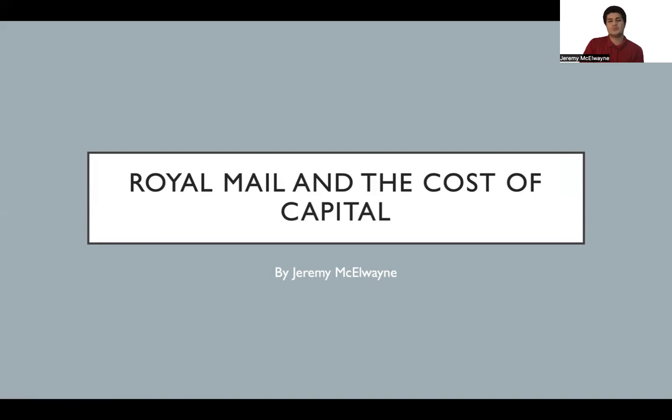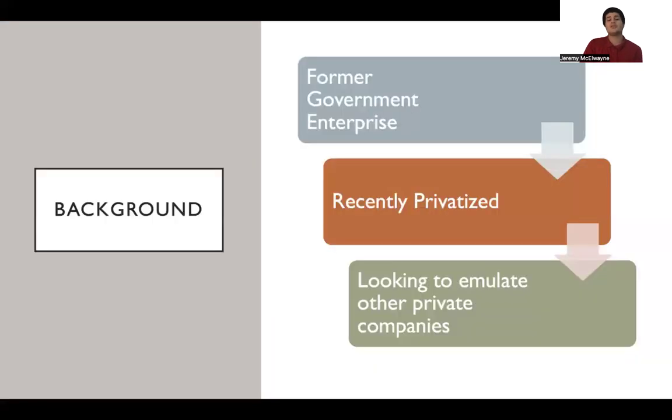Today we're going to be talking about Royal Mail and the weighted average cost of capital. Some background on the Royal Mail Company: they're a former government enterprise that used to be run in a similar manner as the United States Postal Service. However, they recently underwent privatization via an equity offering to the public, and they are currently looking to emulate other private companies and calculate a weighted average cost of capital. Hillary Hart has an upcoming meeting in which to discuss that with the upper level executives.